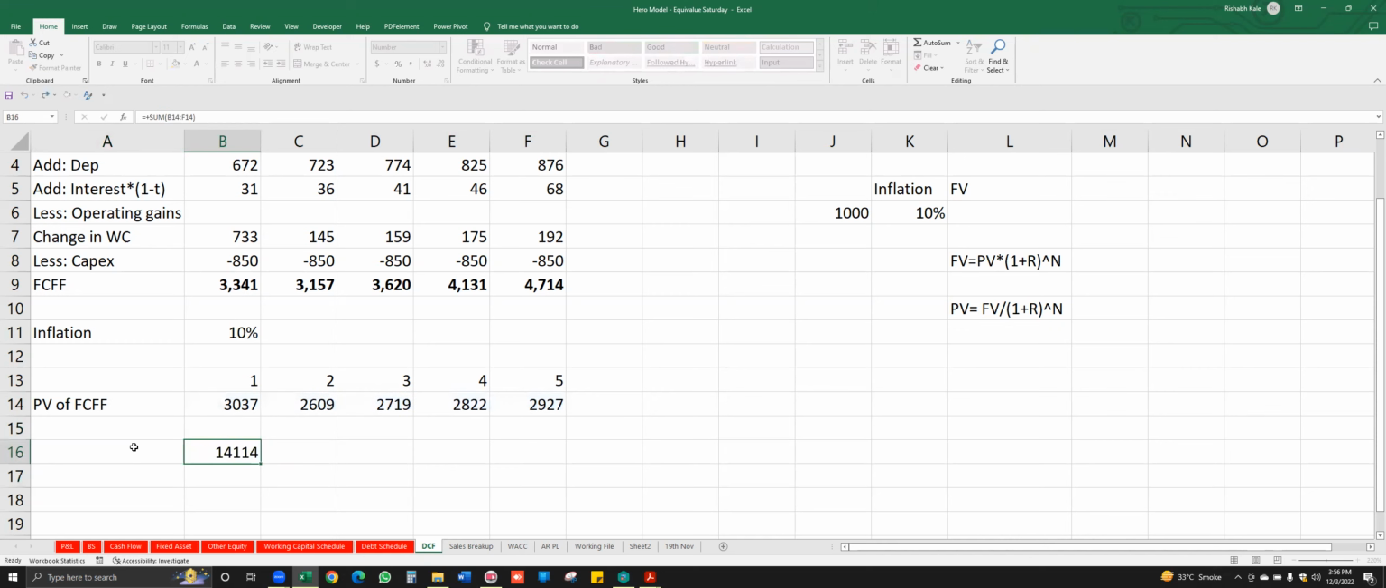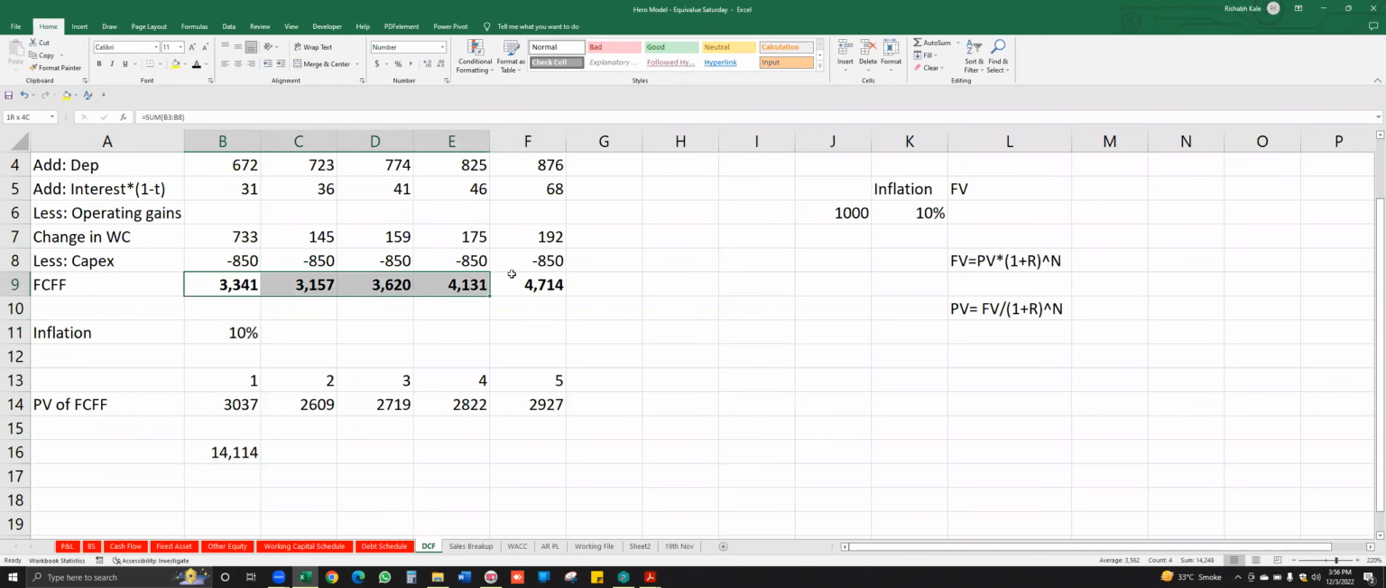But this is the value of your company, 14,144. Discounting your cash flows means what? You assume that this is the cash that the company will earn, and then you discount it at the inflation rate. We will find how to calculate this. It will be different for different companies, but as of now, just assume the inflation rate. This is your discounted cash flow, and then you sum.